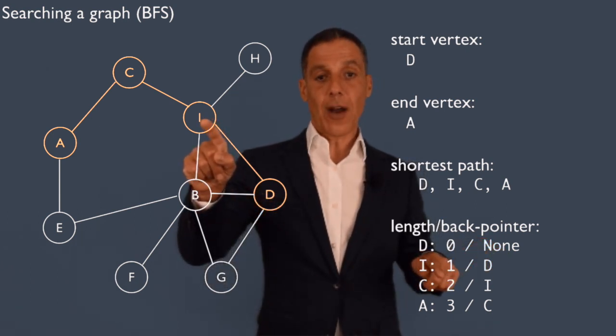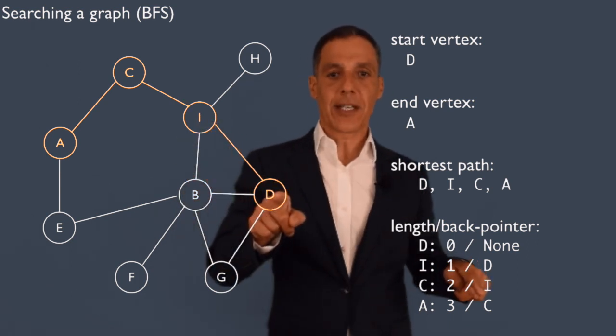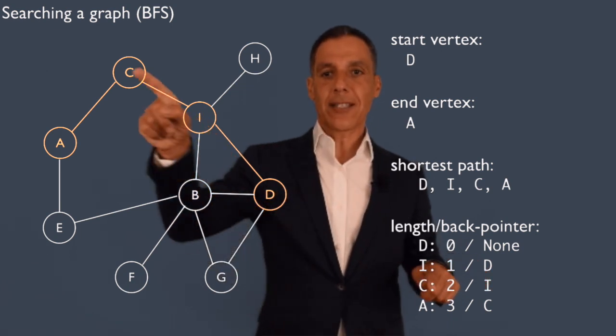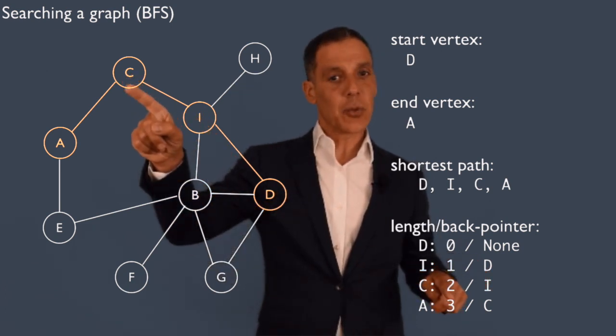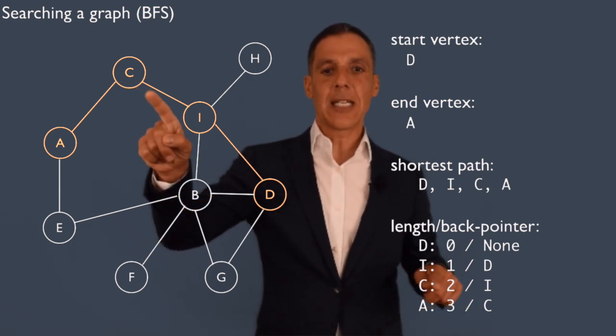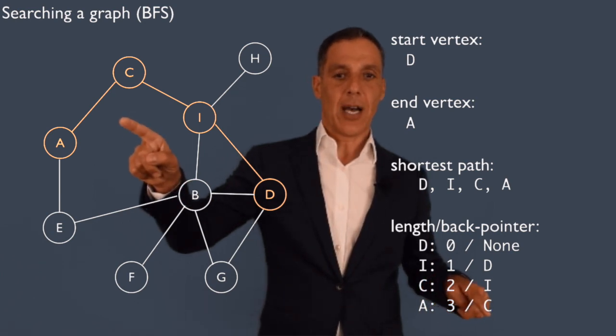Now, if I follow the path, I go to I. The length so far of the path is 1, and the back pointer is D. That is, in order to figure out what the path is, I have to go back to D. Now, from I, the next vertex is C. That has a length of 2 now, plus 1 from the previous one, and the back pointer is I. And then from C I go to A, that length is now 3, and the back pointer is C.